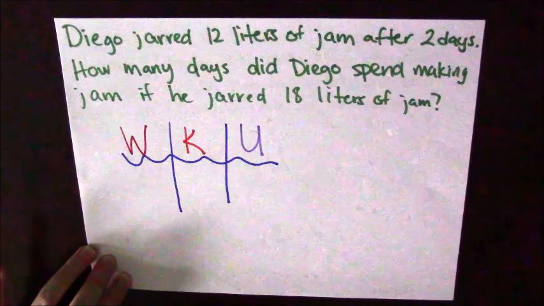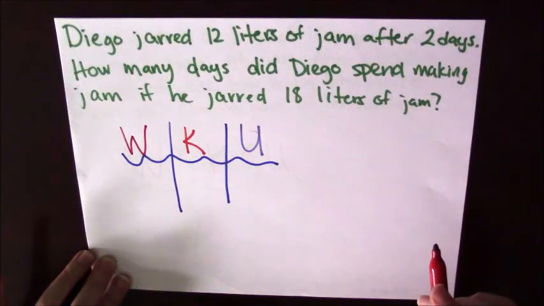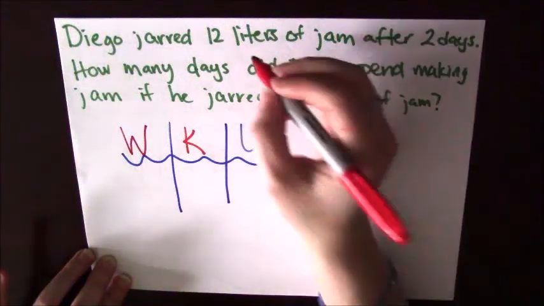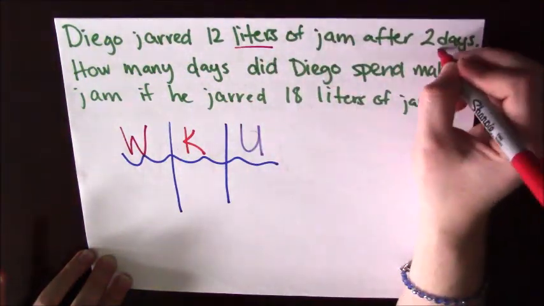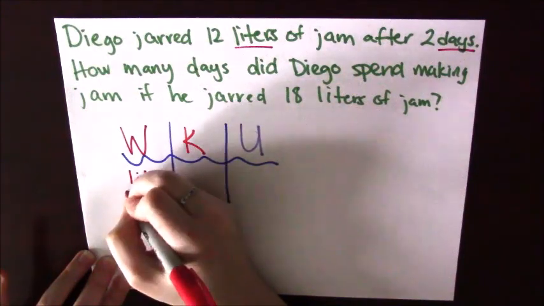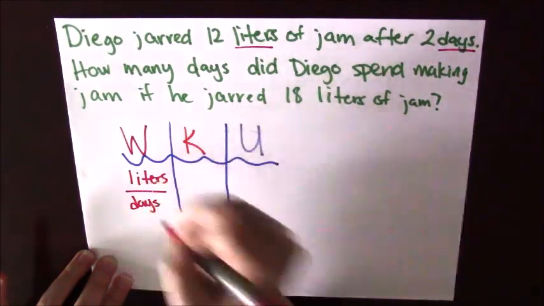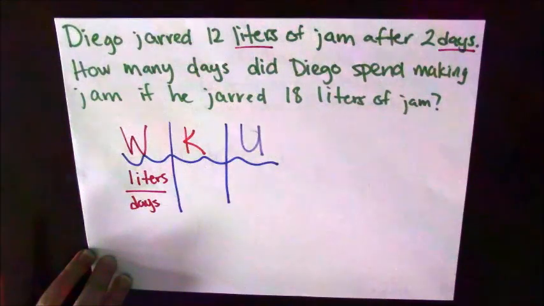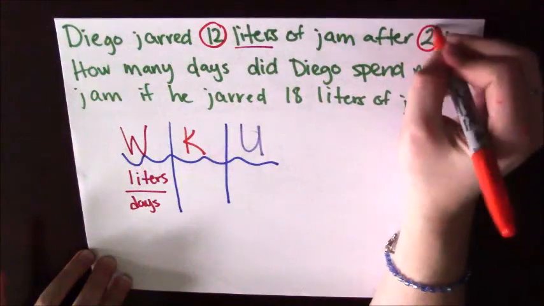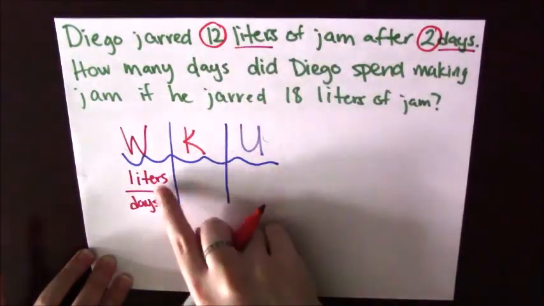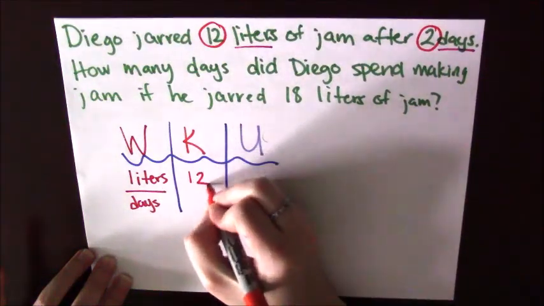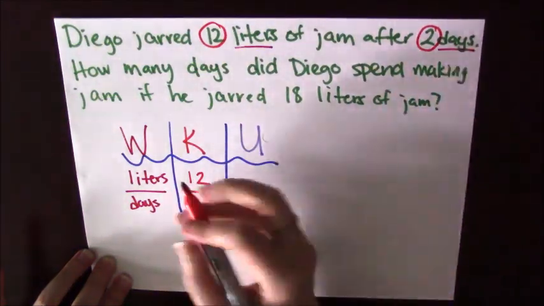It says Diego jarred 12 liters of jam after 2 days. So what am I comparing? What did they tell me I'm doing? So 12 liters and 2 days. So I know I'm talking about liters and days. So what do I know? What numbers did they give me? 12 and 2. So I need to make sure that I put them in the correct places. So 12 liters goes in the numerator. So 12 over 2 days. 2 goes in the denominator.